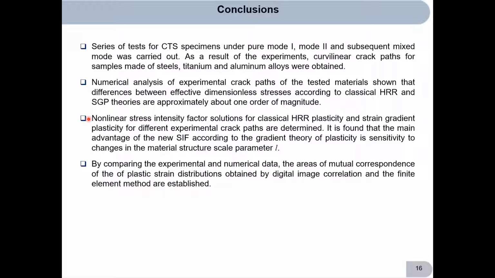Nonlinear stress intensity factor solutions for classical HRR plasticity and strain gradient plasticity for different experimental crack paths are determined. It is found that the main advantage of the new stress intensity factor, according to the gradient theory of plasticity, is sensitivity to changes in the material structure scale parameter. And in the end, by comparing the experimental and numerical data, the areas of mutual correspondence of the plastic stress distributions obtained by digital image correlation and the finite element method are established.